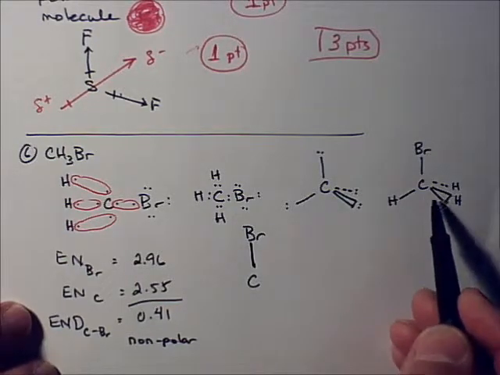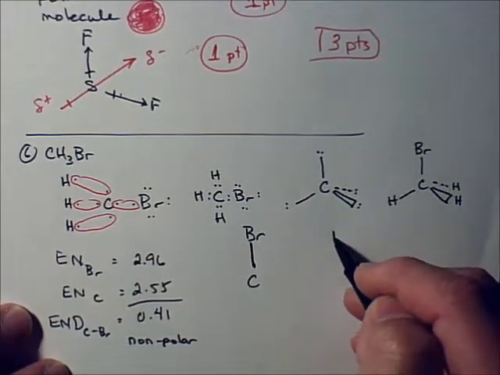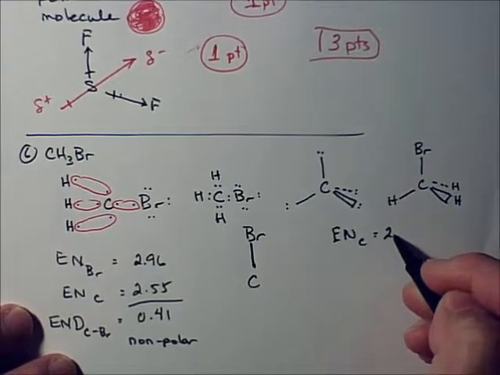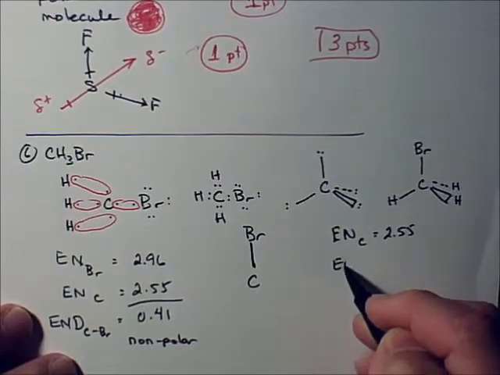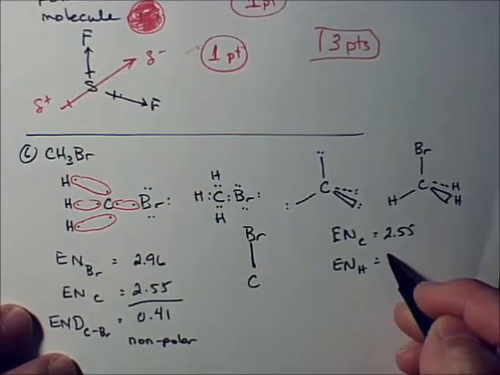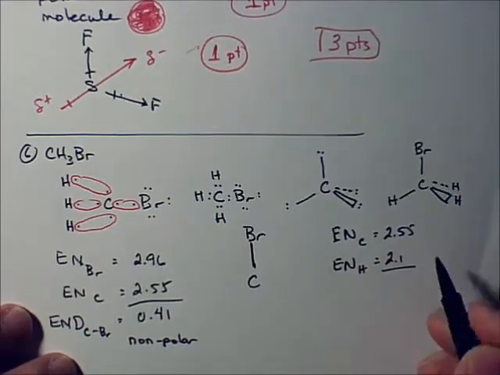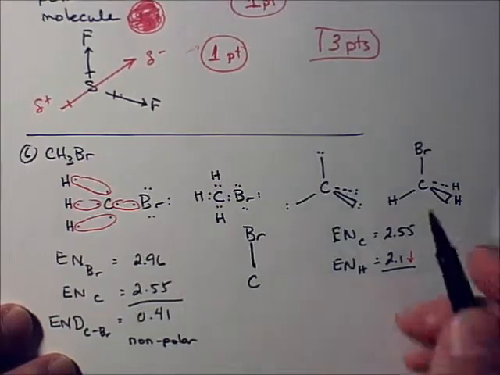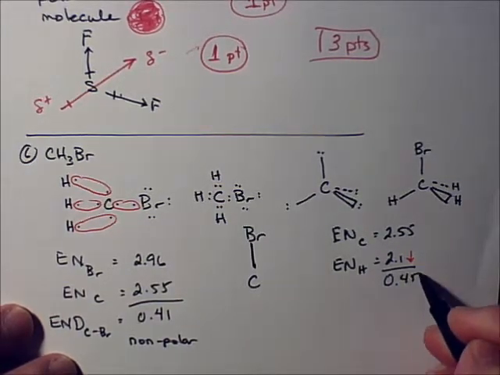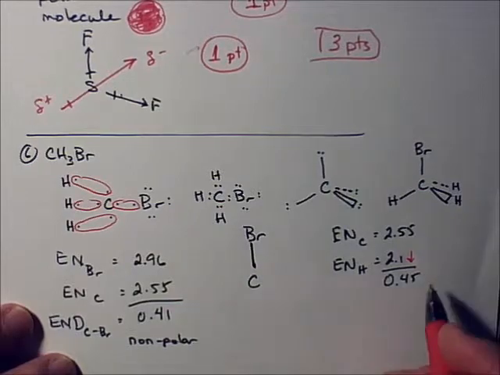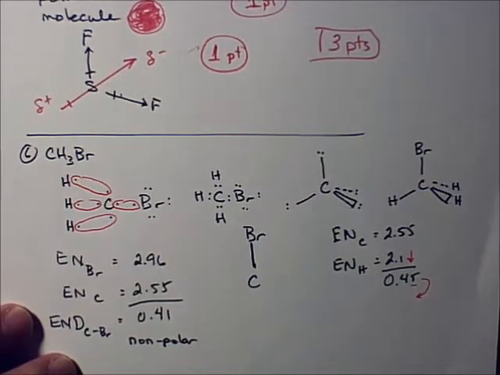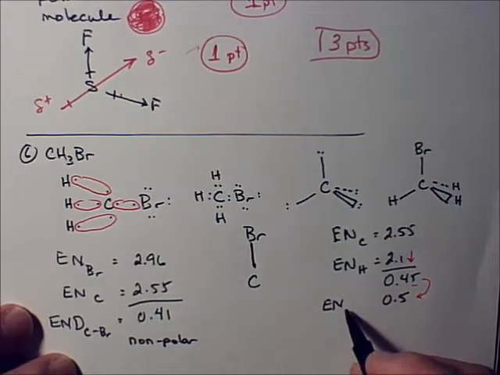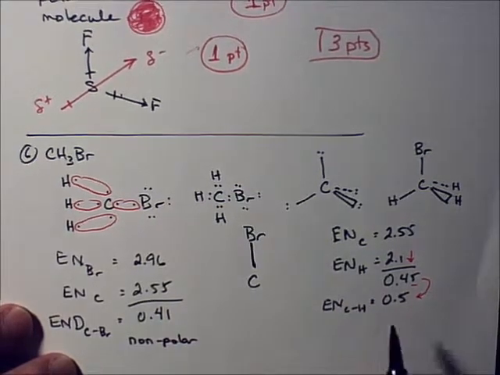Okay? And let's look at the carbon to hydrogen bonds. Electronegativity for carbon, 2.55. The electronegativity for hydrogen, 2.1. The difference is 0.45, round off to 0.5. And I get 0.5 as the electronegativity difference for a carbon to hydrogen bond.